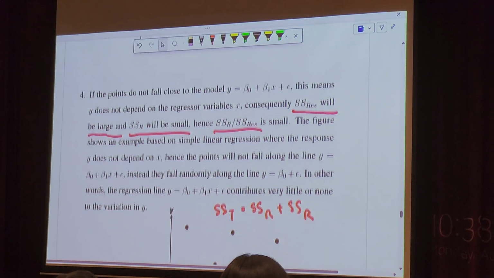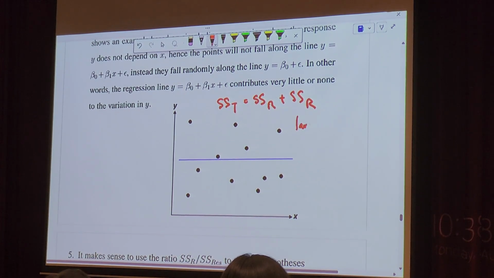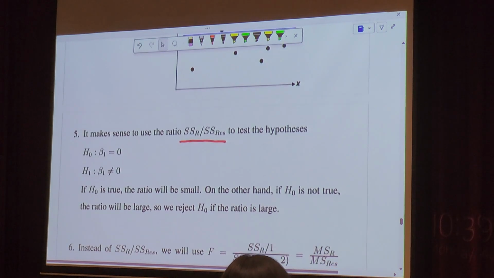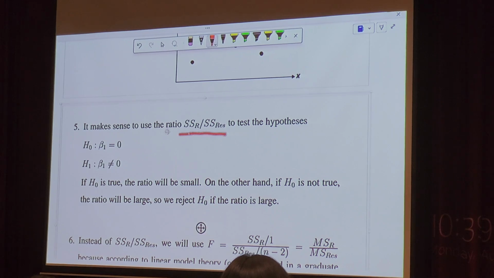On the other hand, if this is large, no relationship, then this will be small. So if the ratio is small, then you do not reject H0. Maybe H0 is true. Maybe there's no relationship. So we use the ratio.